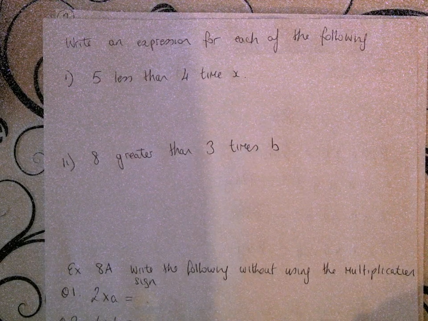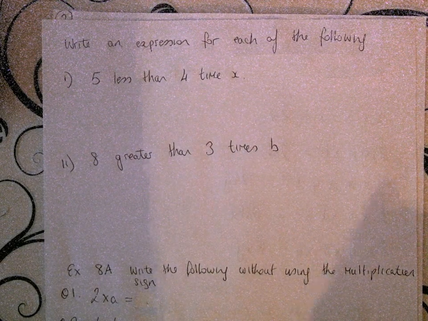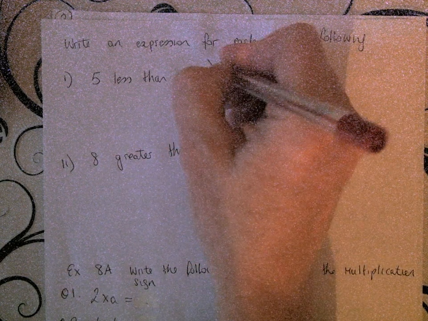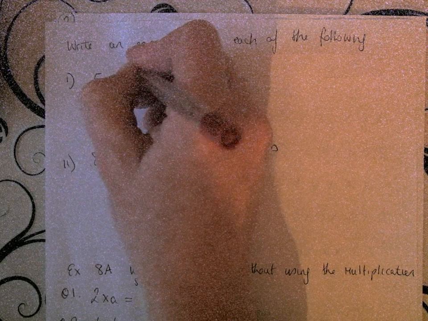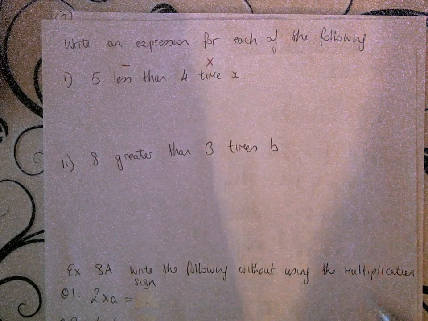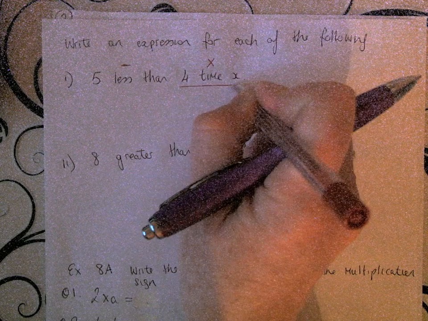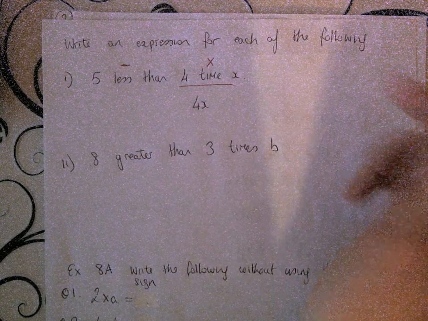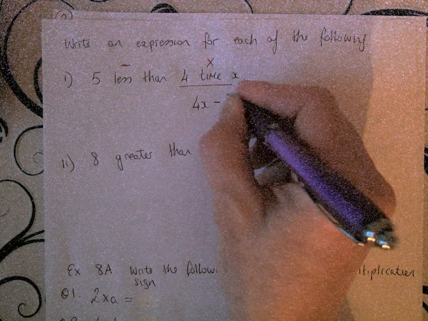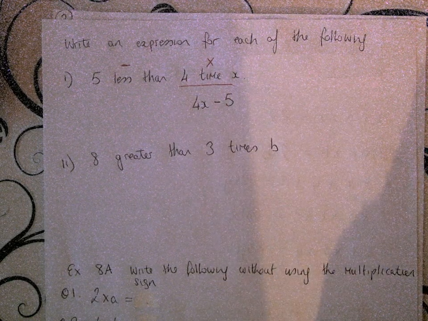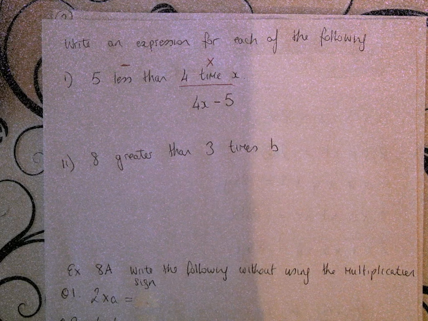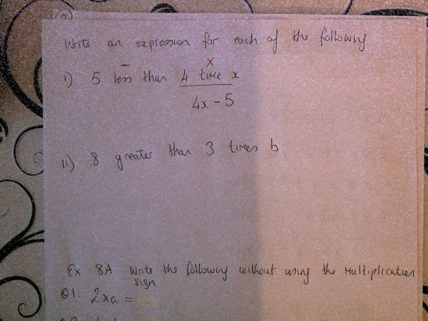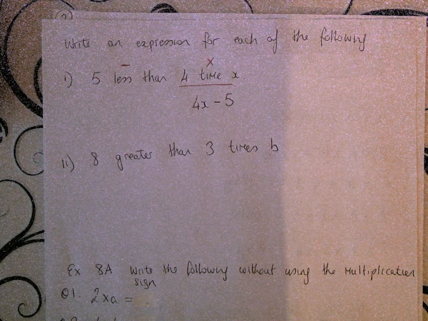Here's some examples. Write an expression for each of the following. 5 less than 4 times x. So times means multiply. Less means take away. So 4 times x we do first. Okay, so 4 times x is 4x. And 5 less than that means I take 5 away from it.